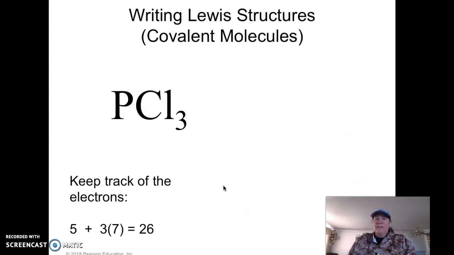All right. So here we have phosphorus and chlorine. Okay. This is the way you can do it by the numbers. Phosphorus is in group 5, so it has 5. Chlorine is in group 7. It has 7, and there's 3 of them, so altogether we have 26 electrons. That's how many we have. What we need is phosphorus needs 8, and all these chlorines need 8. So we have 4 atoms, and they each need 8. That's 32. So we need 32. We have 26. Let's see if I have that on here.